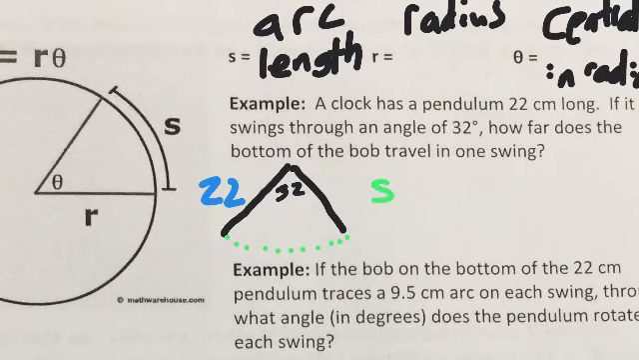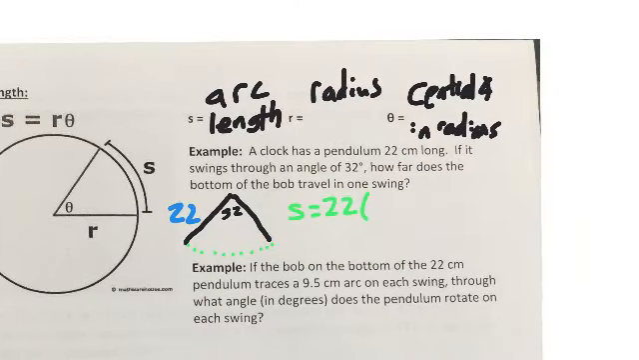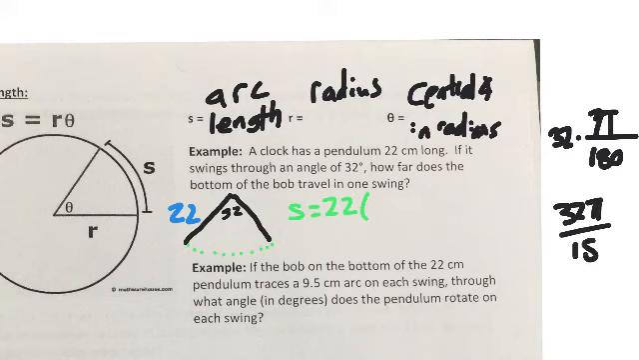So we would use S equals the radius, which is 22, times the central angle. Now the central angle, again, has to be in radians. Right now it's in degrees. So I need to convert from 32 degrees to radians. So over here I'm going to do a little scratch work. If I've got 32 degrees, I'm going to multiply by pi in the numerator and 180 degrees in the denominator. So I've got 32 pi over 180, which simplifies to 8 pi over 45.